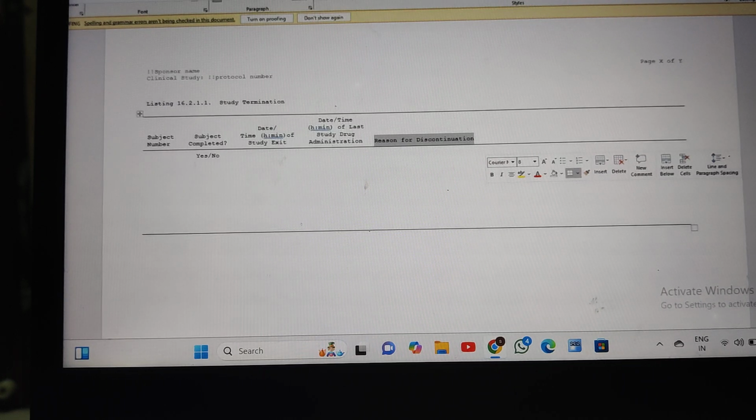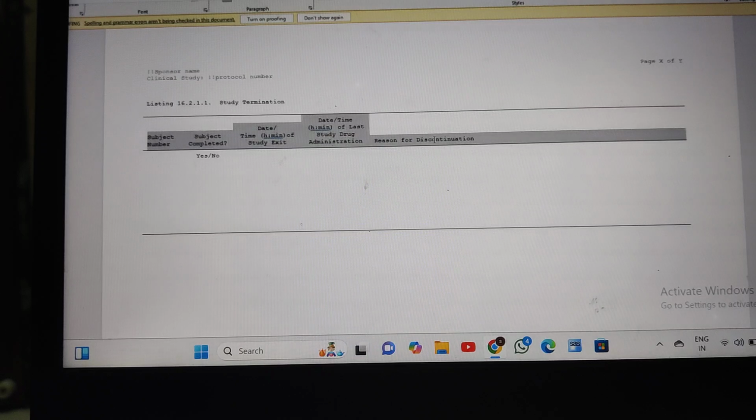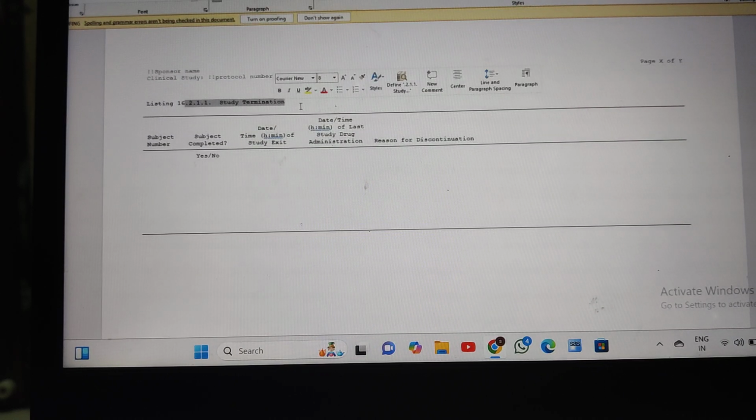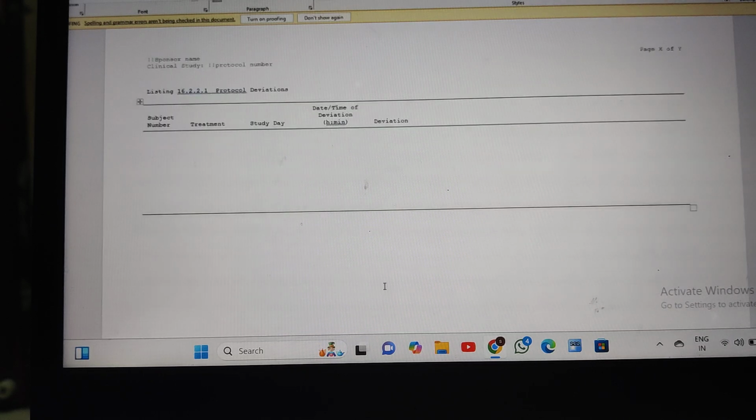Here, you can see that this is easy. We take the particular dataset, keep only the variables we require, and if there are any filter conditions, we apply them. Using proc report, we will create these listings. Okay, now go here to the protocol deviation listing. That's also by subject, showing which subjects have protocol deviations.